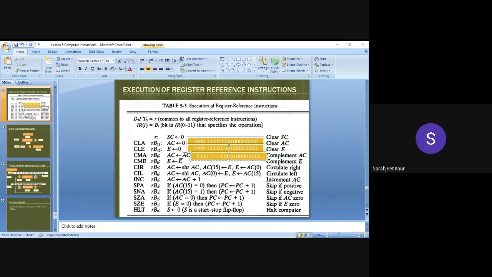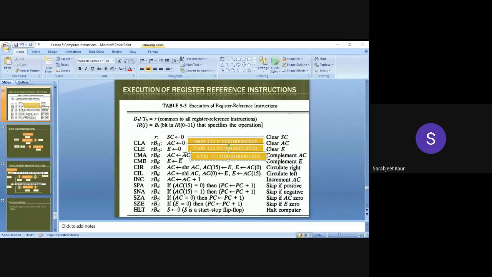Now, we know that the length of AC is 16 bits. So the most significant bit, or the leftmost bit, is the 15th bit. If this bit is 0, that means AC is positive. And what are we saying? Skip if positive AC. So what is to be skipped? The next instruction which is written in line to be performed is to be skipped.